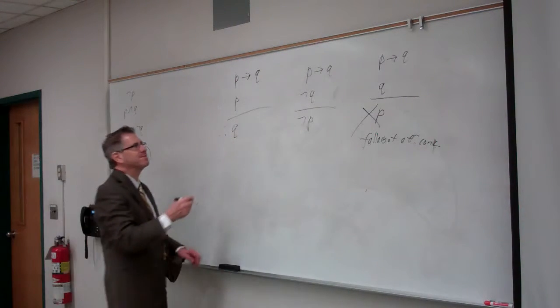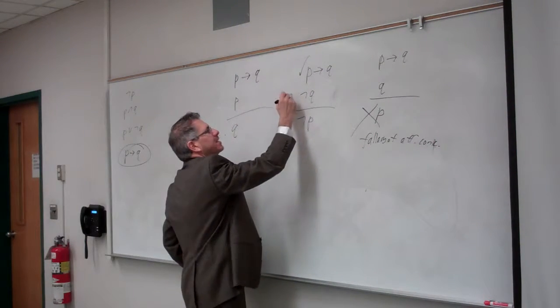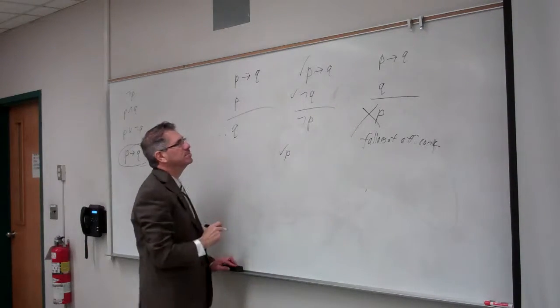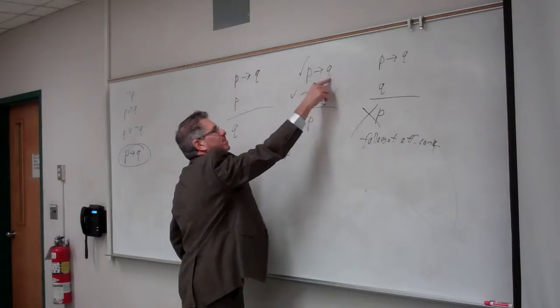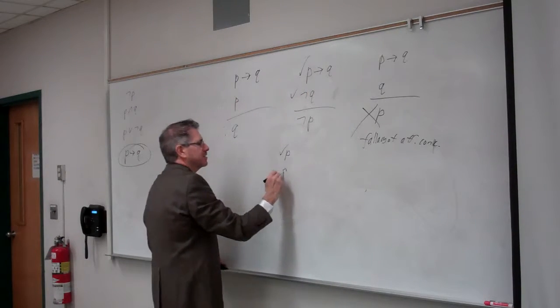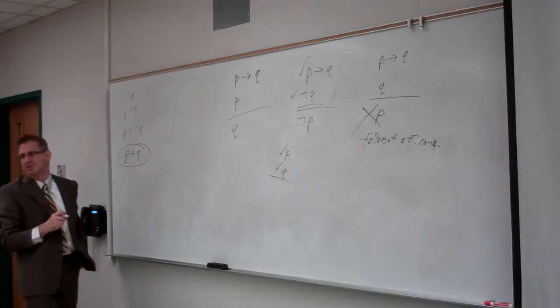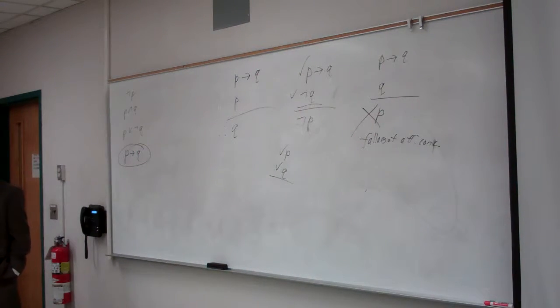So if this is true, and this is also true, and suppose P is also true, we already know that P implies Q, and P tells us that Q must be true. And so now we've got Q and not Q both true. That's a contradiction. That's what you just said. Yeah, much better. What if it's if and only if?